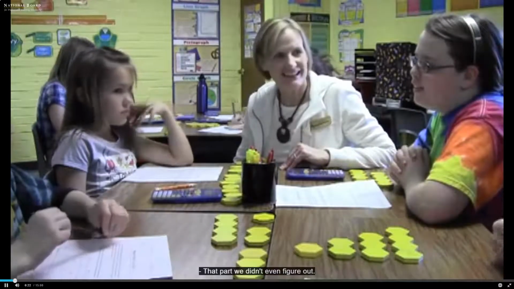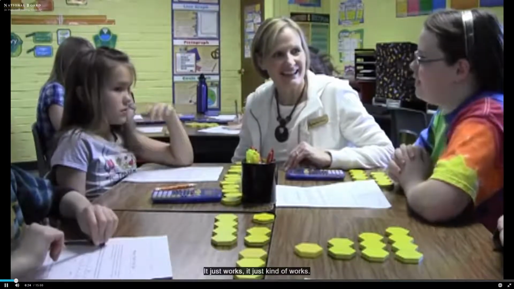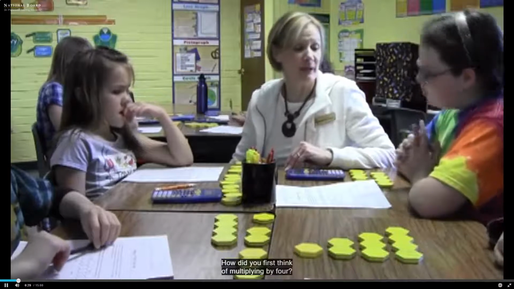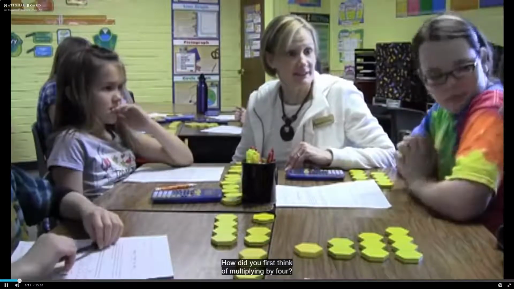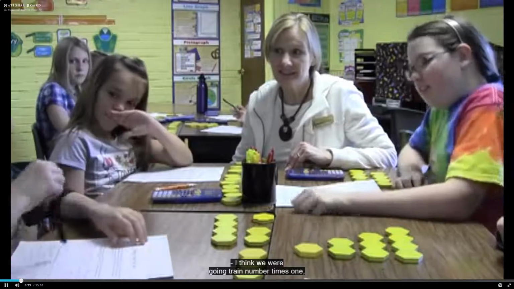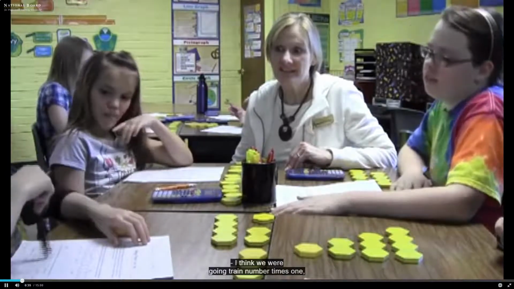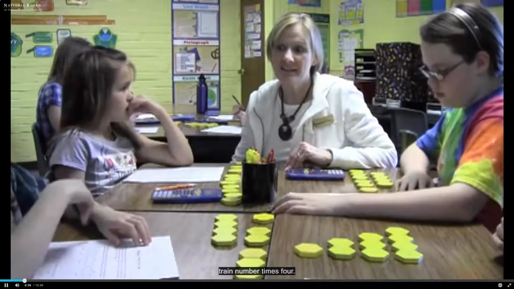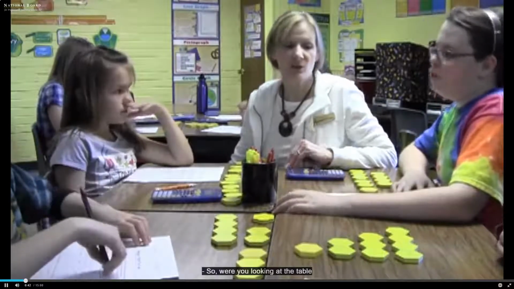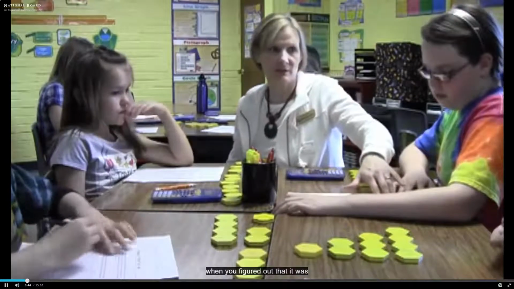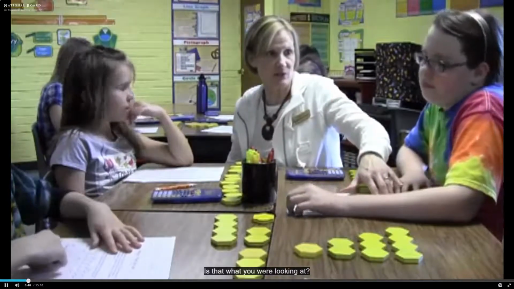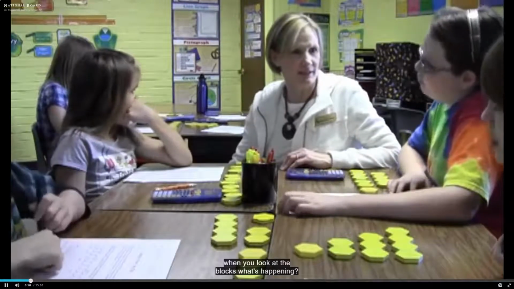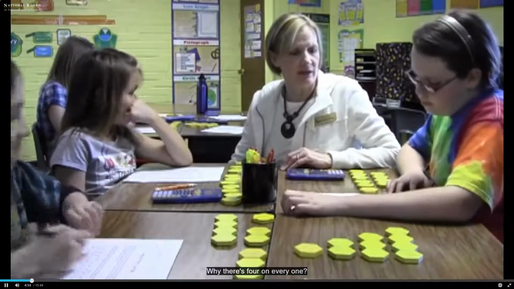The part we didn't even figure it out, it just works. How did you first think of multiplying by 4? I think we were going train number times 1, train number times 2, train number times 3, train number times 4, and seeing which one works. So were you looking at the table when you figured out that it was increasing by 4? Yeah. But you can't figure it out when you look at the blocks, what's happening? Why there's 4 on every one?